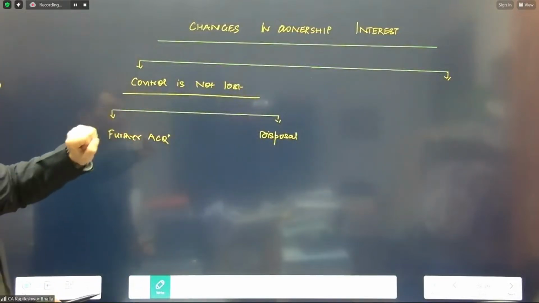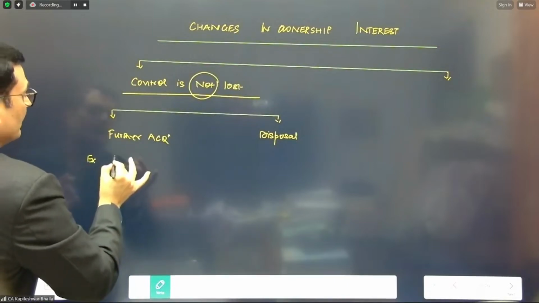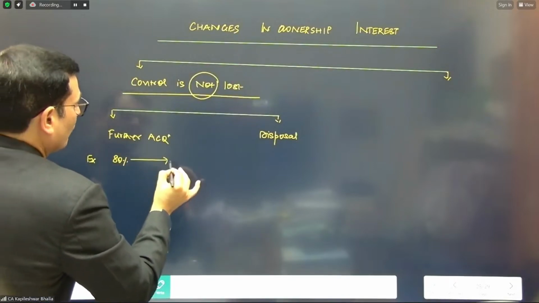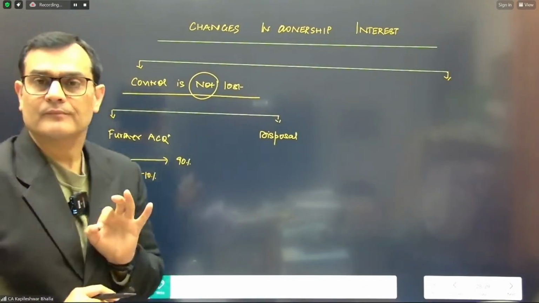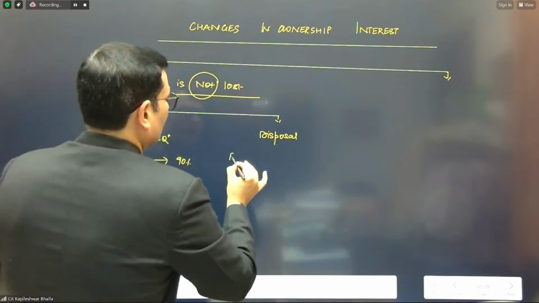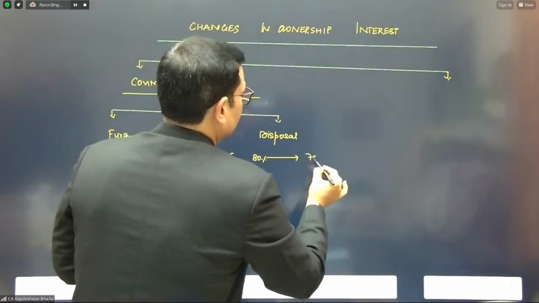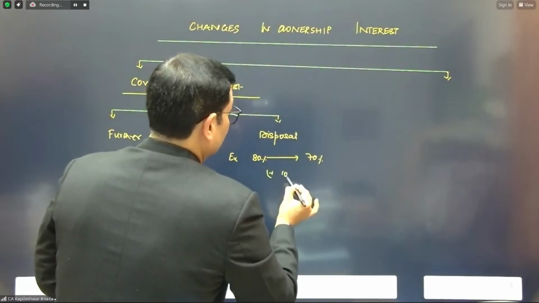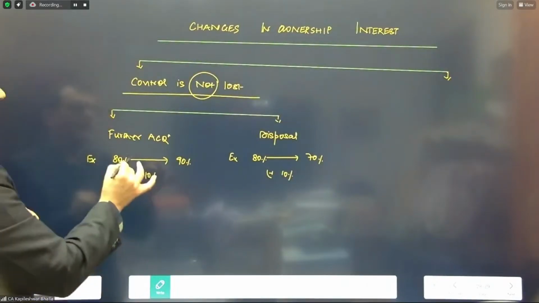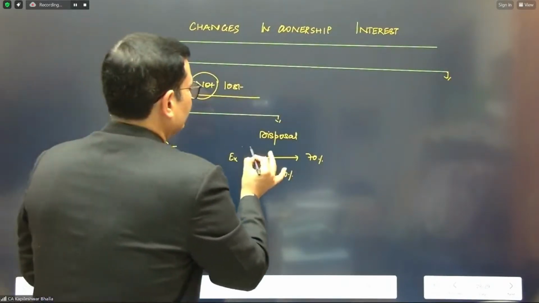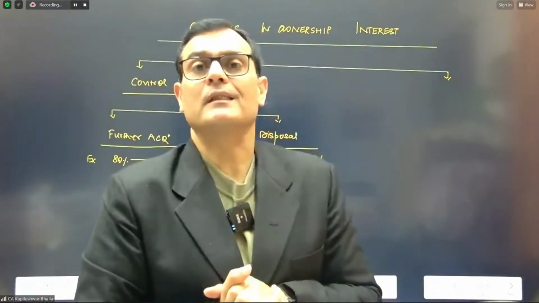So when you see that the control is not lost, it could be, for example, a situation where you had an 80% stake, you acquired another 10% stake, and you got a 90% stake. Or it could be a case of disposal. For example, you had an 80% stake and you sold, let us say, a 10% stake, and you still have a 70% stake with you. So there can be two situations: one is a case of further acquisition and one is a case of disposal. In both cases, post the transaction, the control is still there.